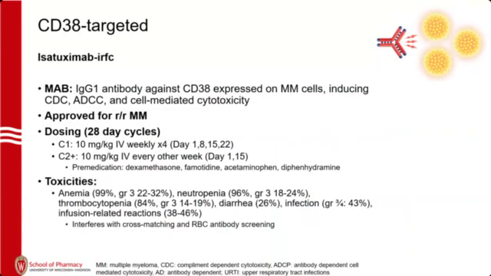Another CD38 product, though we do not use this one commonly at UW Health, is isatuximab, again targeting CD38. This is what I think of as a Me Too product. We'll talk about a few more of those as we go along. This is approved in the relapse refractory setting. Dosing is there on the slide. Of course, it interferes with that same cross-matching and RBC antibody screens, but by and large, this is basically daratumumab's little sister that no one really utilizes, or at least we don't utilize regularly at UW Health.